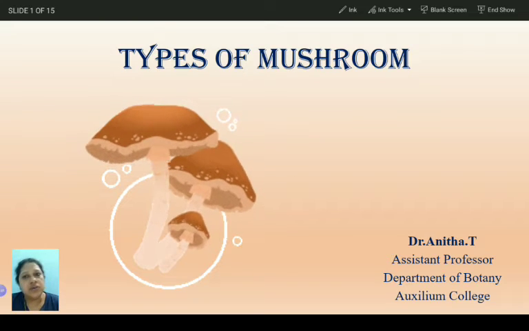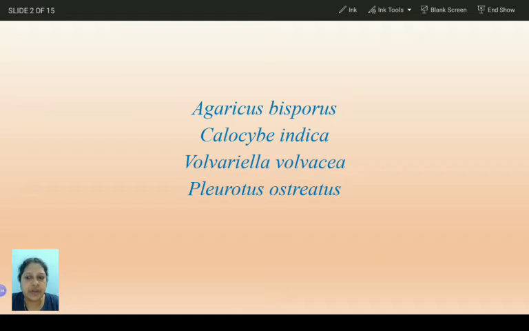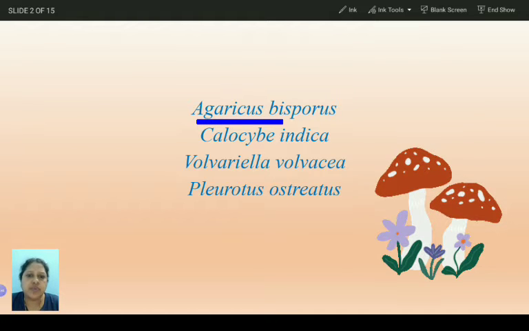Welcome back children. Today in this class we'll be seeing about the different types of mushroom. We'll be seeing about the four different types of mushroom. The first one is the Agaricus bisporus. The second one is the Calocybe indica. Third is the Volvariella volvacea. And the fourth one is the Pleurotus austerus, or you can call it Pleurotus sajor-caju.